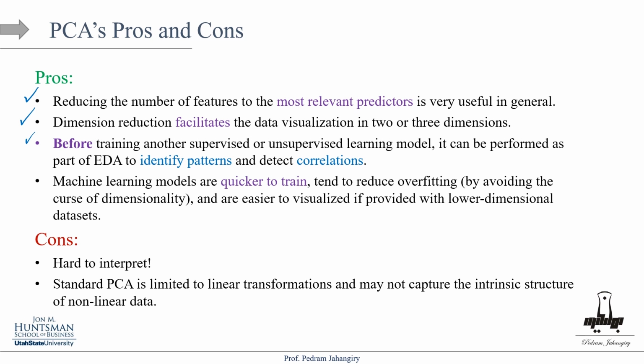Remember, if your original data set has hundreds of thousands of features, they're going to be highly correlated, and we are going to use principal components to just reduce that dimension to 2 or 3, and we know that these 3 new principal components are orthogonal to each other. And as I said, the machine learning models are quicker to train. It tends to reduce overfitting, especially for the models that are prone to the curse of dimensionality like KNN. And of course, it's going to be easier to visualize if provided with a lower dimension data set.